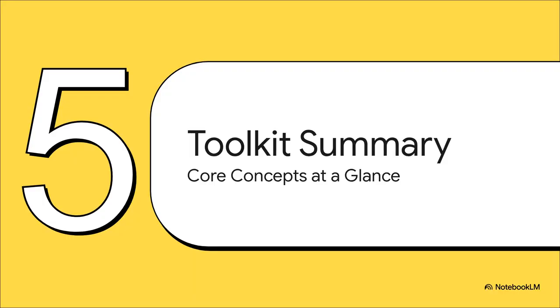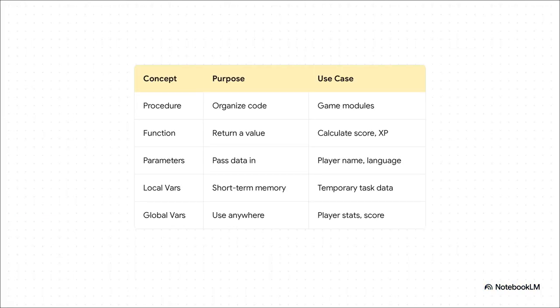We've just built up a really nice toolkit of programming's first principles. So let's do a super quick recap and put it all together on one handy slide. This table pretty much sums up our entire toolkit. We've got procedures to organize our code and functions to get a value back. But wait, what's this parameters thing? Well, how do we get information into them in the first place? That's what parameters are for. They're like special doorways that let us pass data, like a player's name, into a procedure or function.